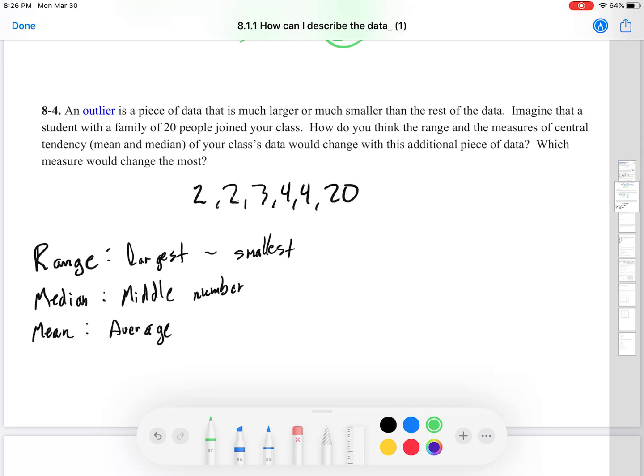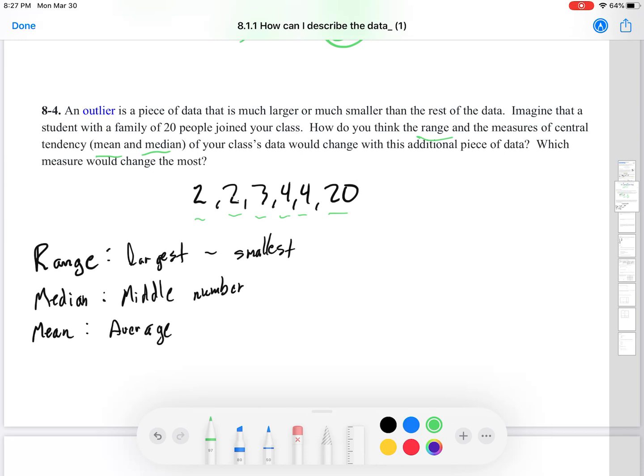So then for 8-4, again, I used my own numbers that I created. An outlier is a piece of data that is much larger or much smaller than the rest of the data. Imagine that a student with a family of 20 people joined your class. Wow, so along with our 2, 2, 3, 4, 4, we had somebody that had 20. What do you think would happen to the mean, median, and range? Whoops, I missed that one in the first part. When we add that, what would change the most?